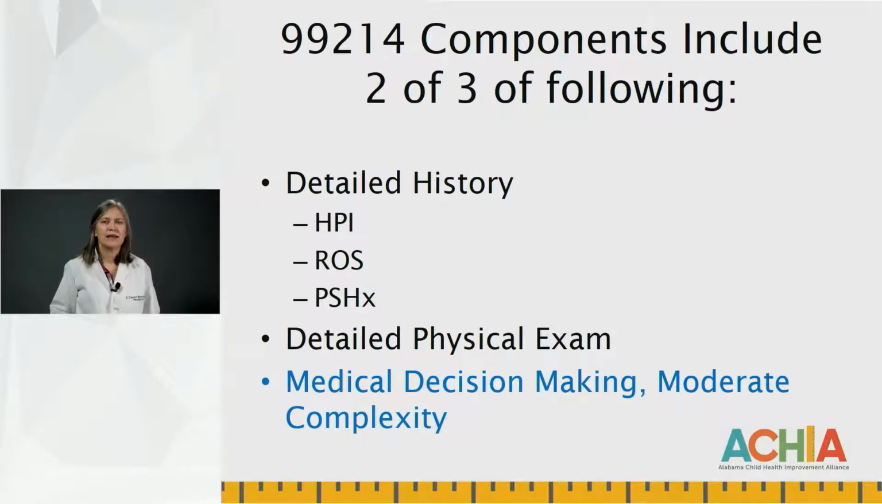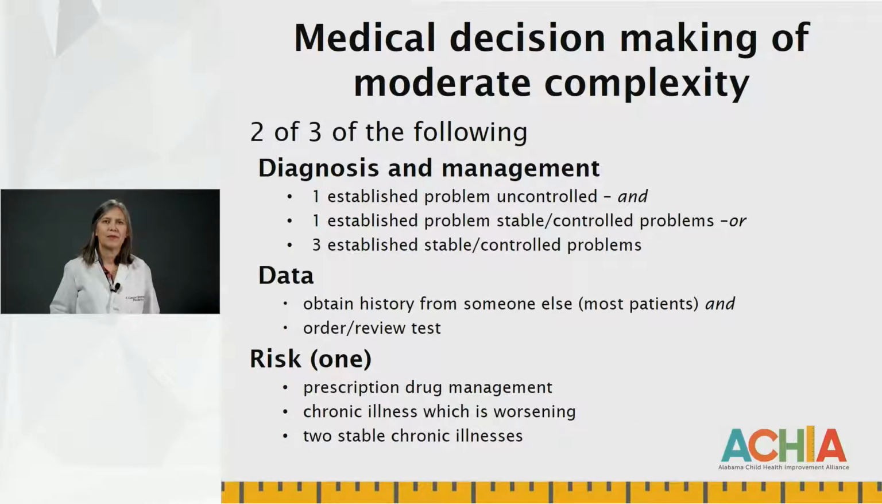And then lastly, let's look at medical decision making, moderate complexity. And here you have to have 2 or 3 of the following: diagnosis and management, data, and risk. For your diagnosis and management, you need to have 1 established problem that's uncontrolled and an established problem that is stable, or 3 established, stable, and controlled problems. So you can imagine having, for example, uncontrolled asthma and maybe eczema.